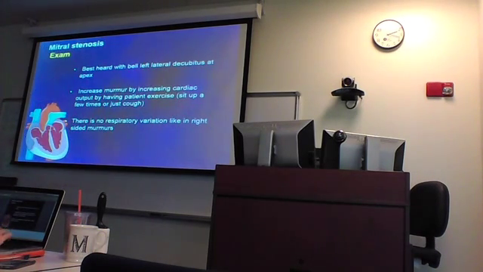Understand why there's no respiratory variation? First of all, we're not listening for mitral stenosis. We're not looking at the pulmonic valve only, which would have a respiratory variation. This is not going to change with respiration. It's not affecting it.